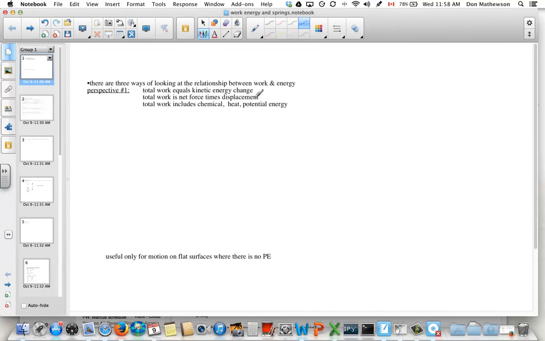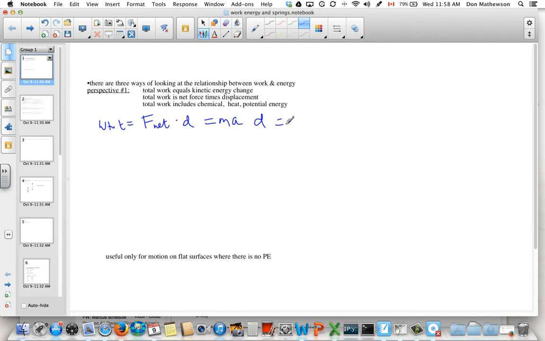Okay, so we're talking today about work, energy, and elasticity. Now, the total work done on an object we can define as the product of the net force and displacement. And as we saw earlier, net force is ma, that's Newton's second law.